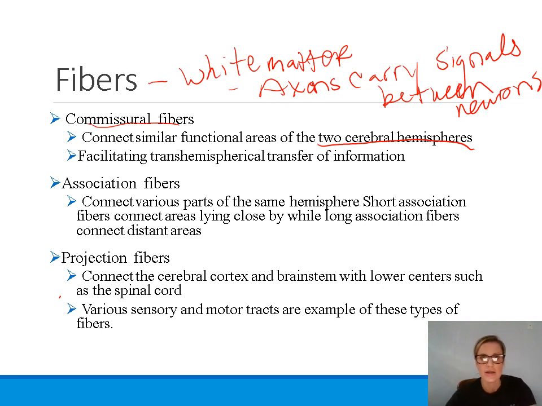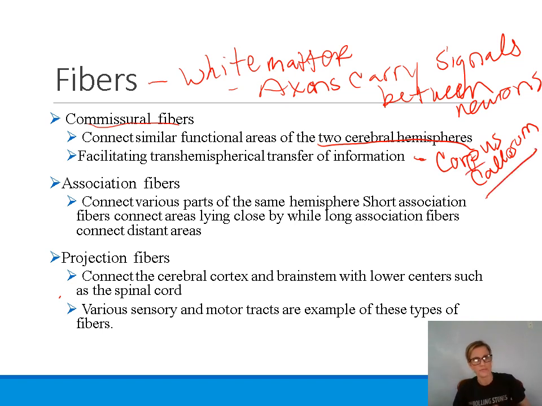The largest of the commissural fibers is the corpus callosum. We looked at the corpus callosum in the first part. Remember, if you separate the two hemispheres and you look on the medial aspect, there's this large curved white area right by the lateral ventricle, and that is the corpus callosum. The corpus callosum contains a ton of fibers that are going back and forth between the two hemispheres. Those are commissural fibers.